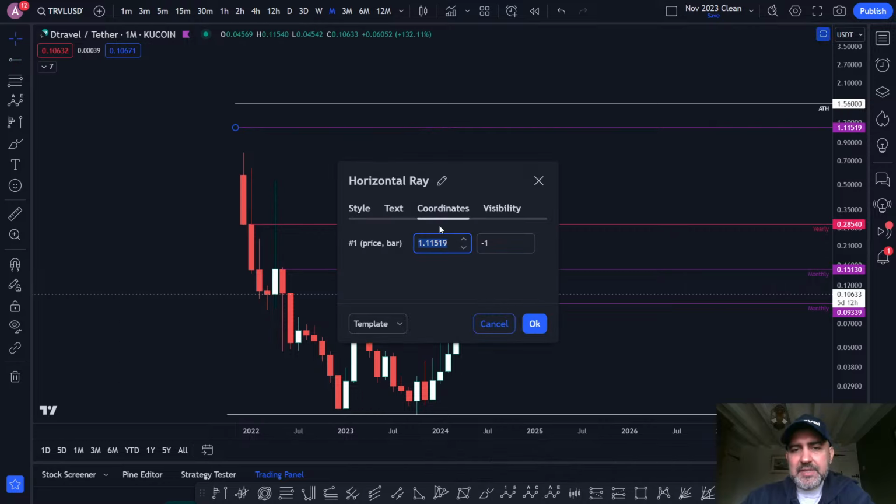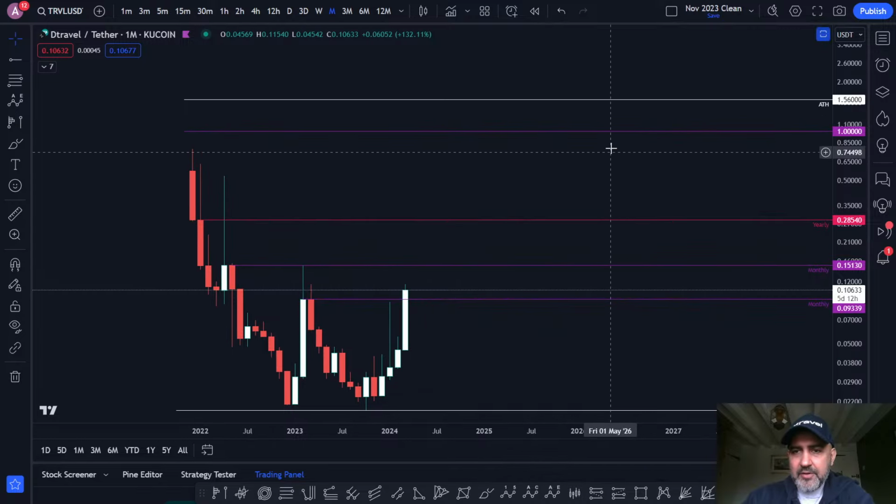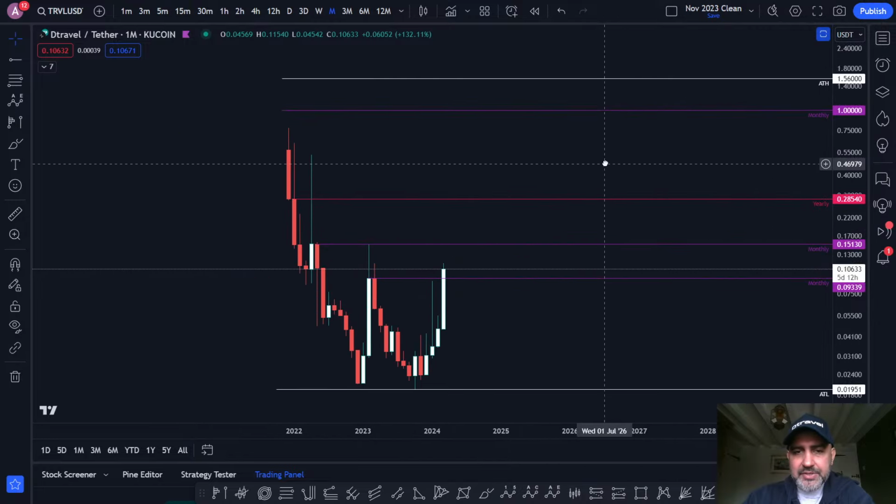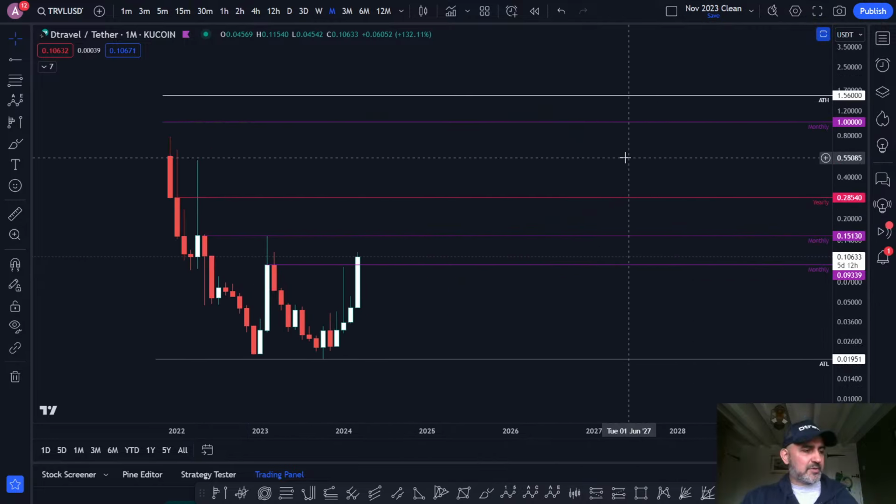$1 is quite an important psychological level as well, so it could play a role for people just selling at $1. I think a lot of people will sell at $1 too, just because if you've got a million TRVL, you would, wouldn't you? You'd sell some at $1.